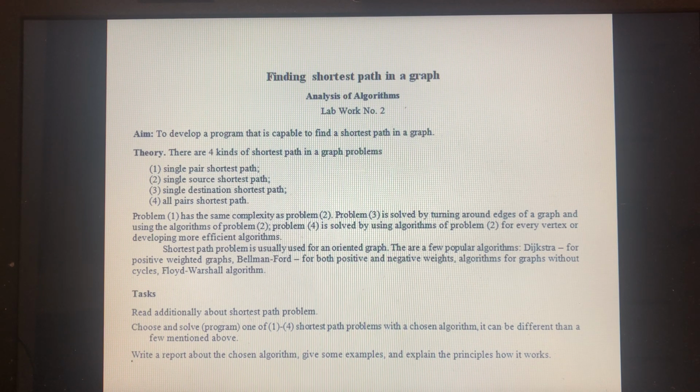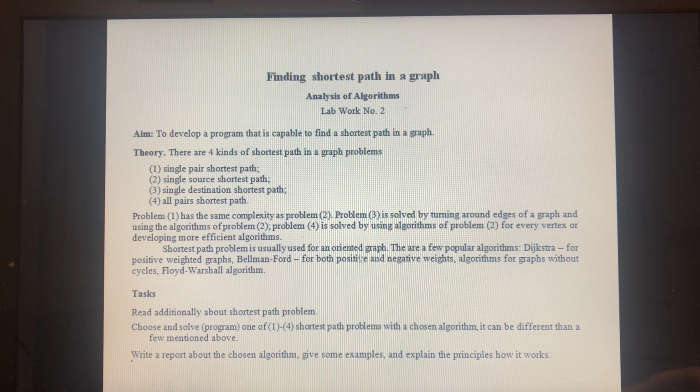Now you will need to solve just one of these 4 problems, using either algorithm. But if you choose Dijkstra algorithm, it is not that difficult, so the mark will be less. Let's say you get 9. If you choose to implement Bellman-Ford or Floyd-Warshall, you will get 10 if everything works. But if you add some additional features to Dijkstra's algorithm, let's say it becomes more advanced, or it's up to you what you can come up with, then you can also get 10. And also you need to write a report.